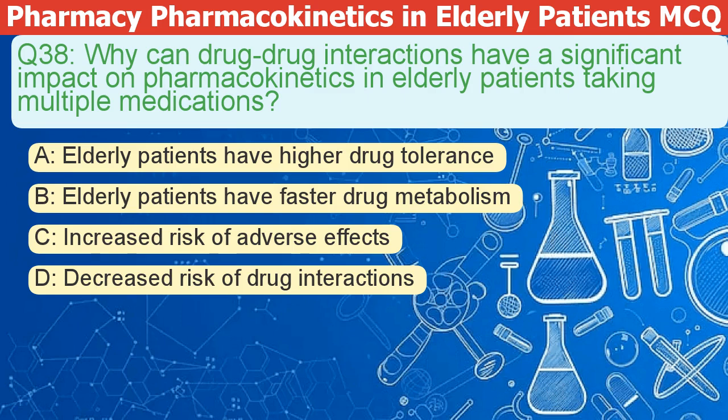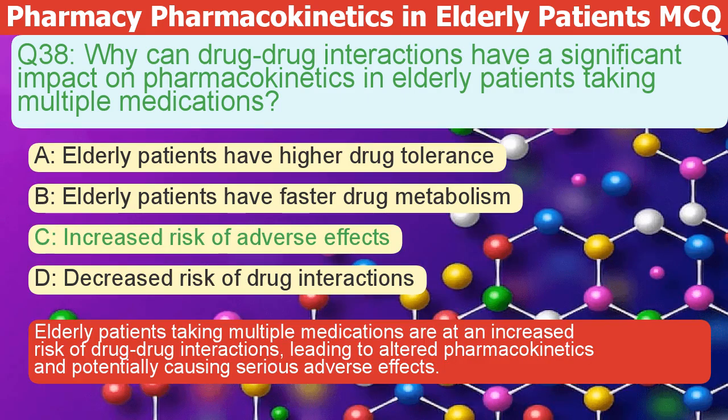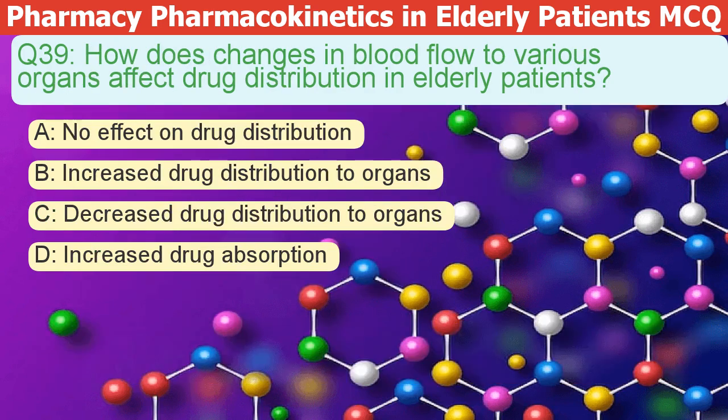Decreased risk of drug interactions. The correct answer is C. Elderly patients taking multiple medications are at increased risk of drug-drug interactions. This can lead to altered pharmacokinetics and potentially cause serious adverse effects. How does changing blood flow to different organs affect drug distribution in older adults?